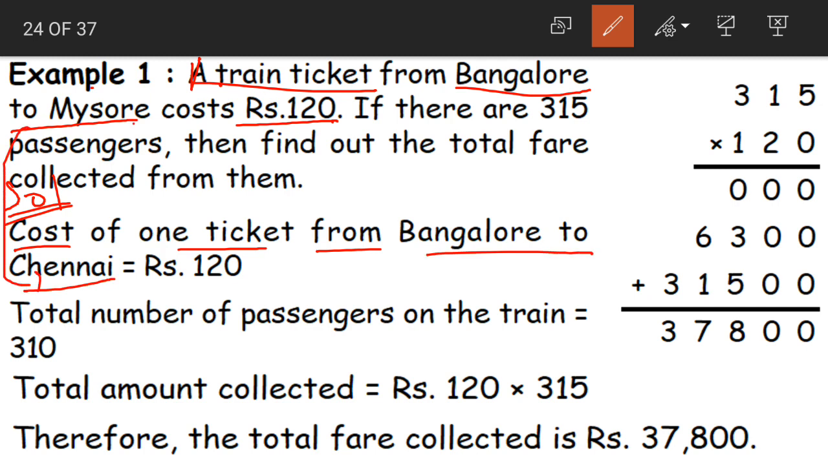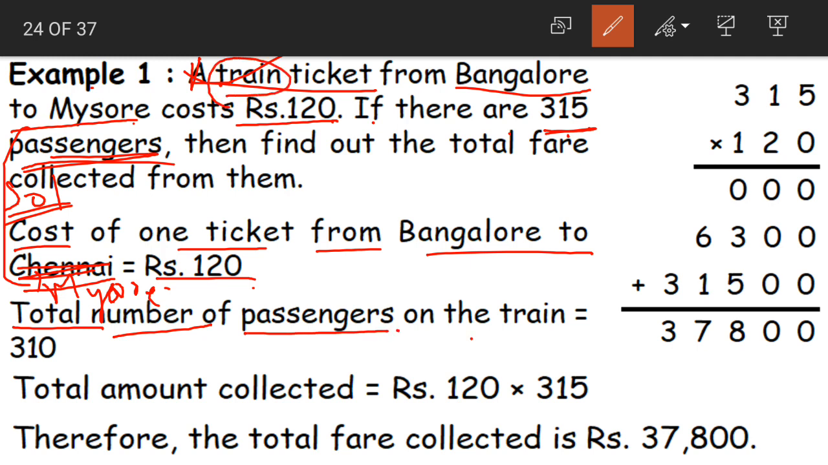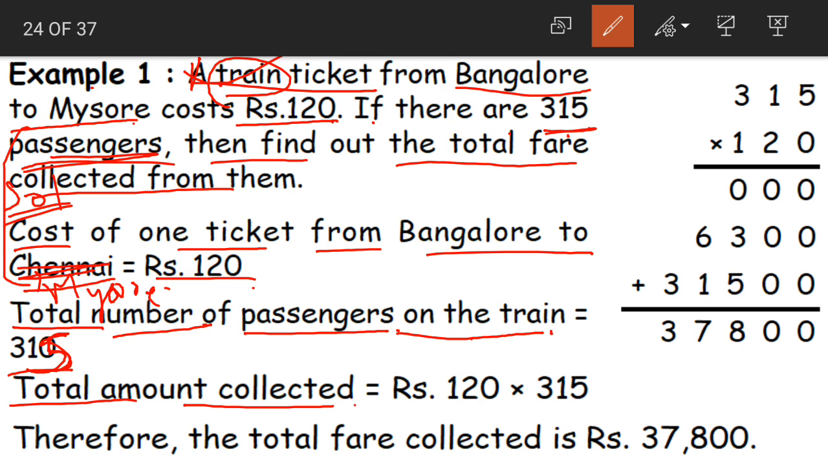Now Mysore, this is Mysore here, not Chennai. Bangalore to Mysore is equal to how much? Rupees 120. Okay. Now next, if there are 315 passengers, what is this 315? Total number of passengers. So our next step would be total number of passengers. Where are they? On the train. So total number of passengers on the train is equal to 315. Yes. Next, what is the next sentence? Find out the total fare collected from them. So, total amount collected is equal to dash.